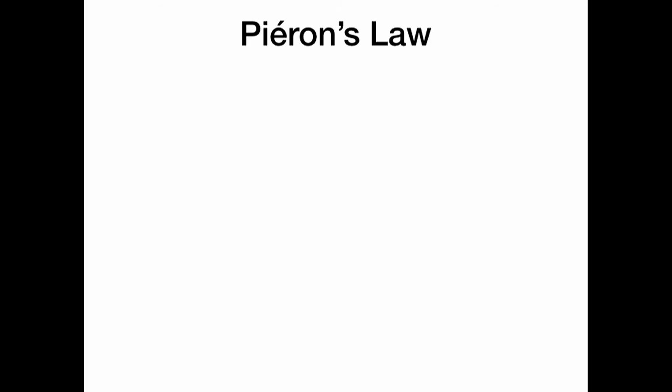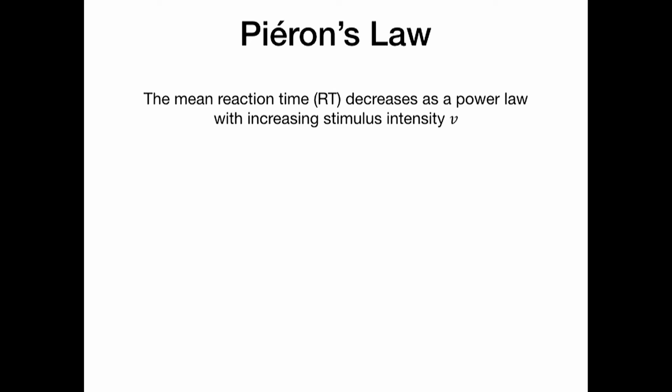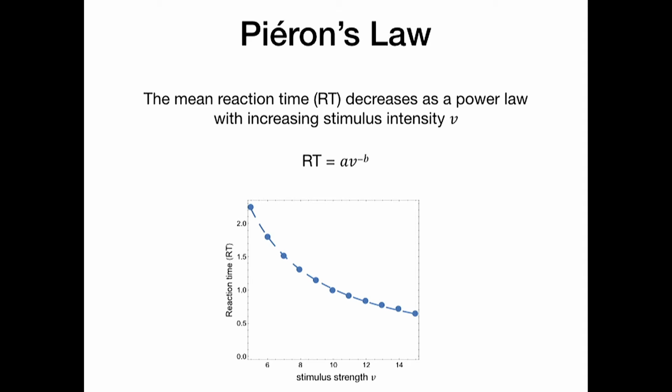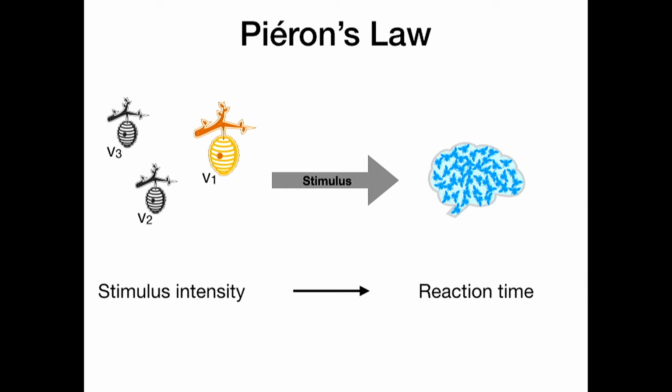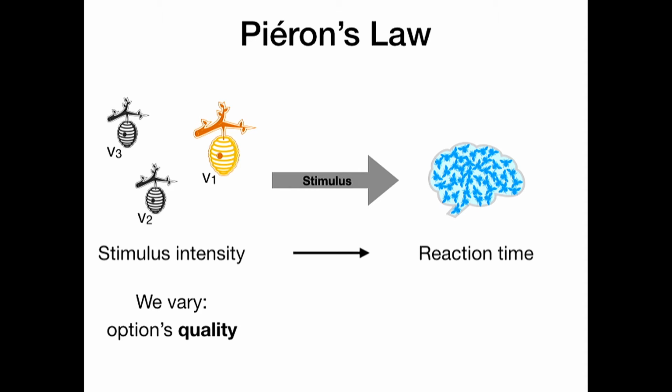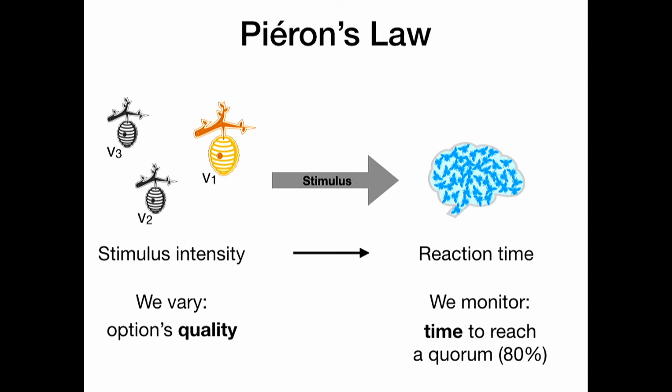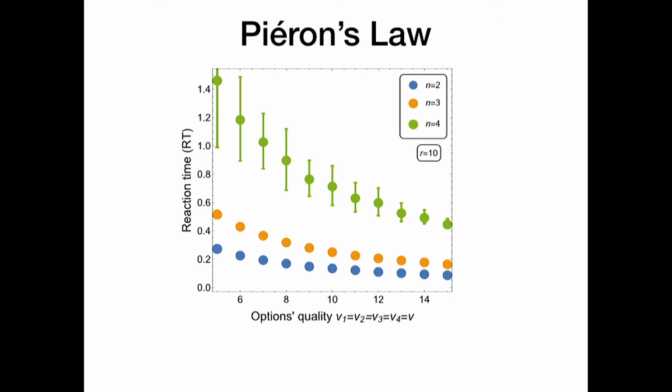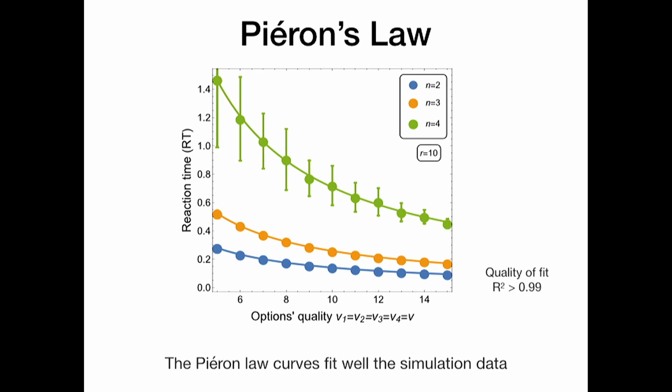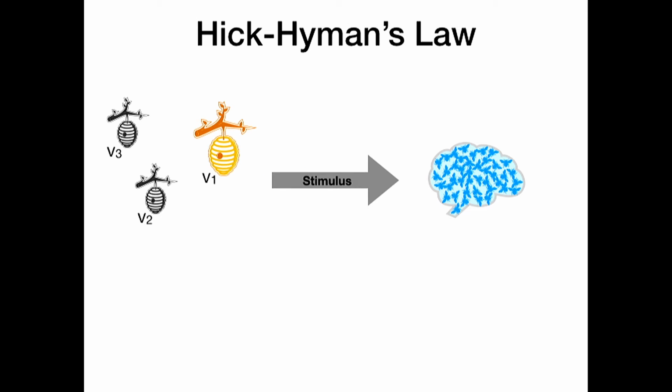This is explained by Piéron's law, which says that the mean reaction time decreases as a power law with increased stimulus strength. And it can be formally written like this. If we have on the horizontal axis the stimulus strength, what we expect is a power law decrease. In our case, we varied the option quality, and we monitored the time to make the decision. So this is the data from the experiment, the simulation data, and they nicely fit with the power law.